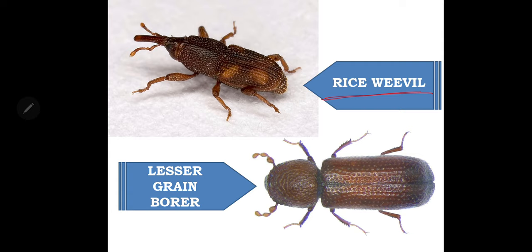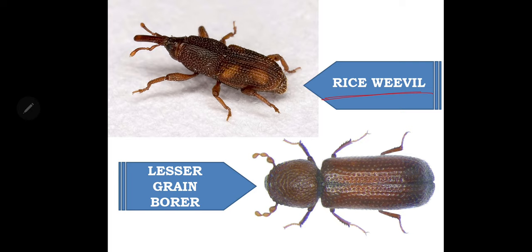The rice weevil may be found in the paddy field, in field conditions as well. The host range is mostly cereals, so it is called rice weevil. Of course, it causes damage to rice, sorghum, wheat, barley and maize. It is very small in size and its caterpillar is also very small. The grub measures about 5 millimeters in length and is plump, fleshy and legless.